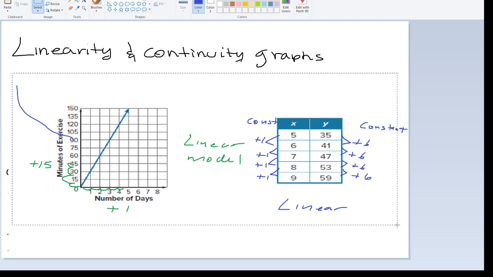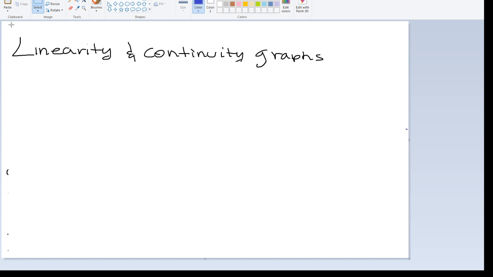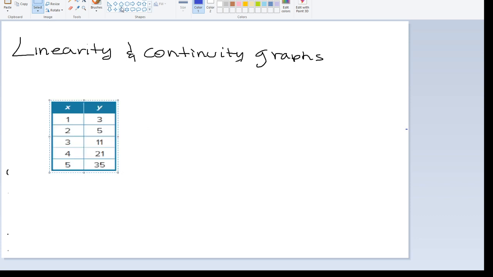Let me just erase this, clear this. If I look at this data here, let's consider the changes on the x-axis, and let's see how it's changing. From 1 to 2, it's increasing by 1. 2 to 3, well, all of these seem to be increasing by 1. So it looks like it's a linear model.